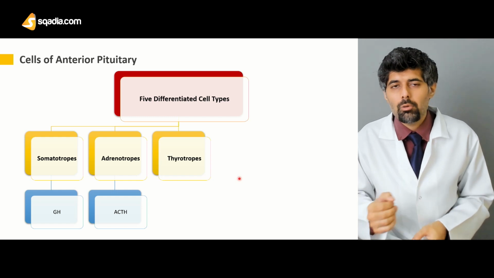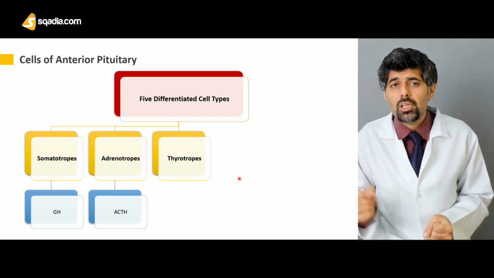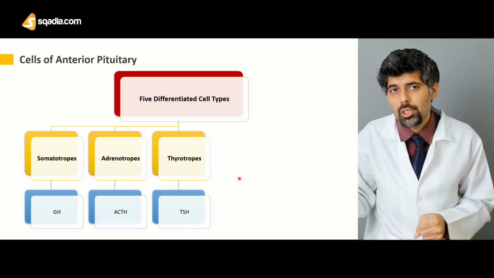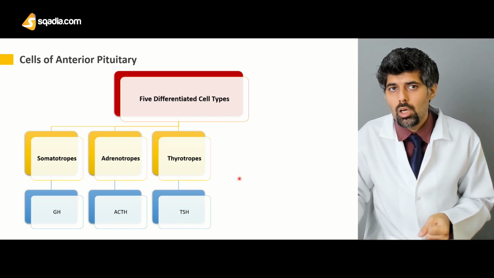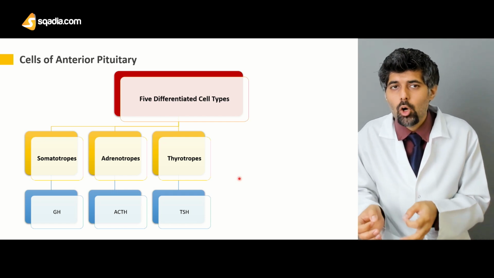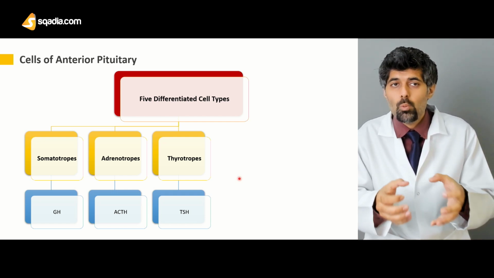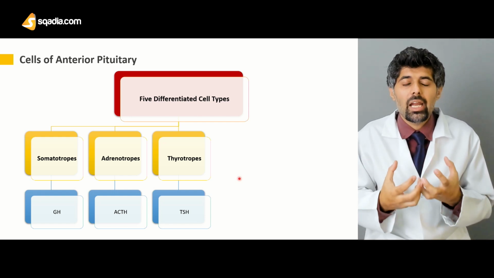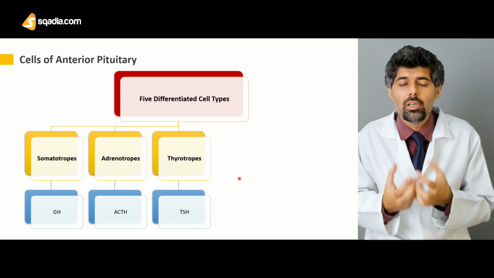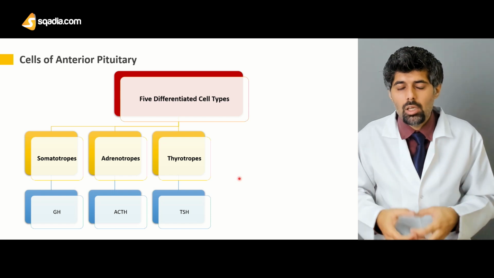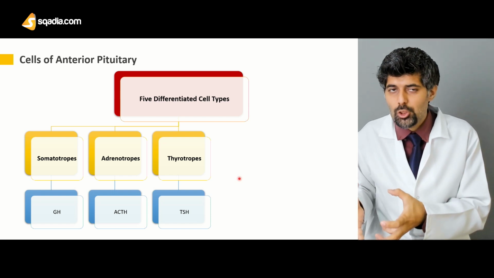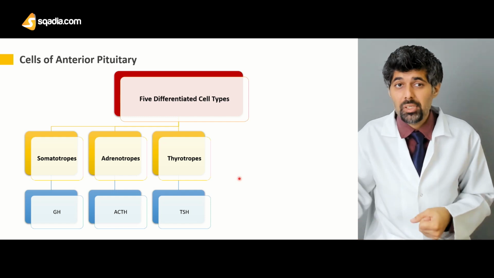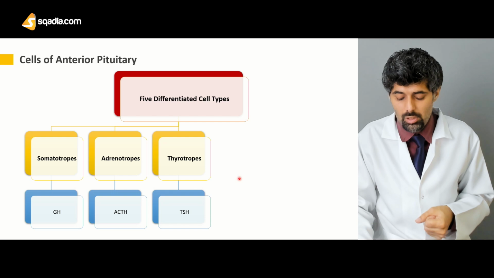Then we have the thyrotropes. Thyrotropes are the cells which produce the thyroid stimulating hormone. Now, thyroid stimulating hormone is a hormone which controls the thyroid, the gland which is found anterior to the neck. The function of TSH, among all of these, will be discussed further on.